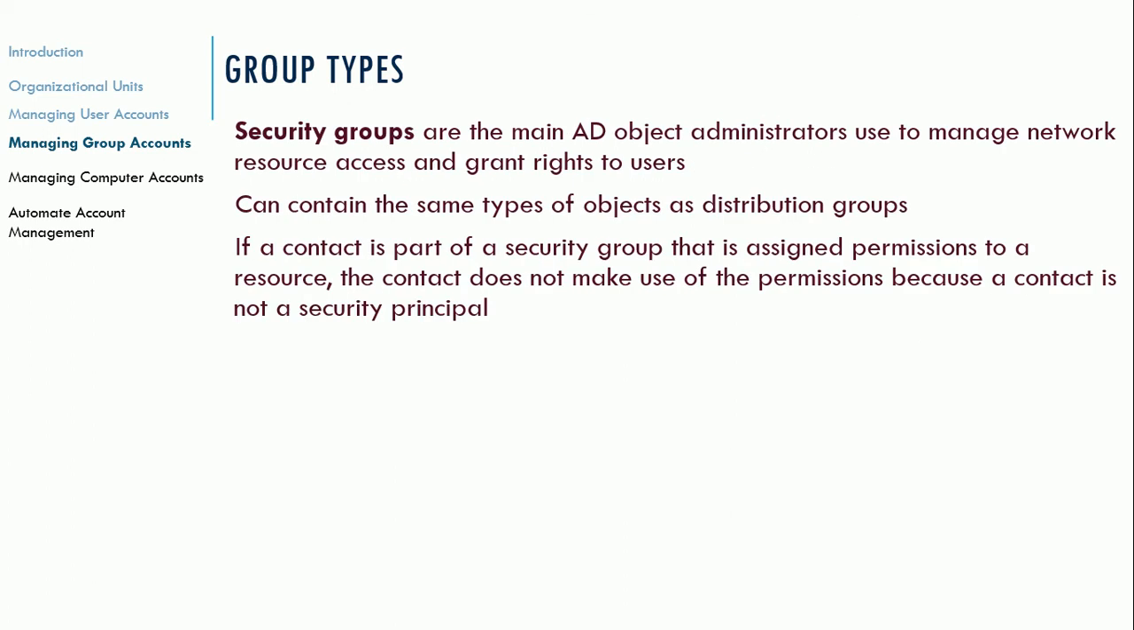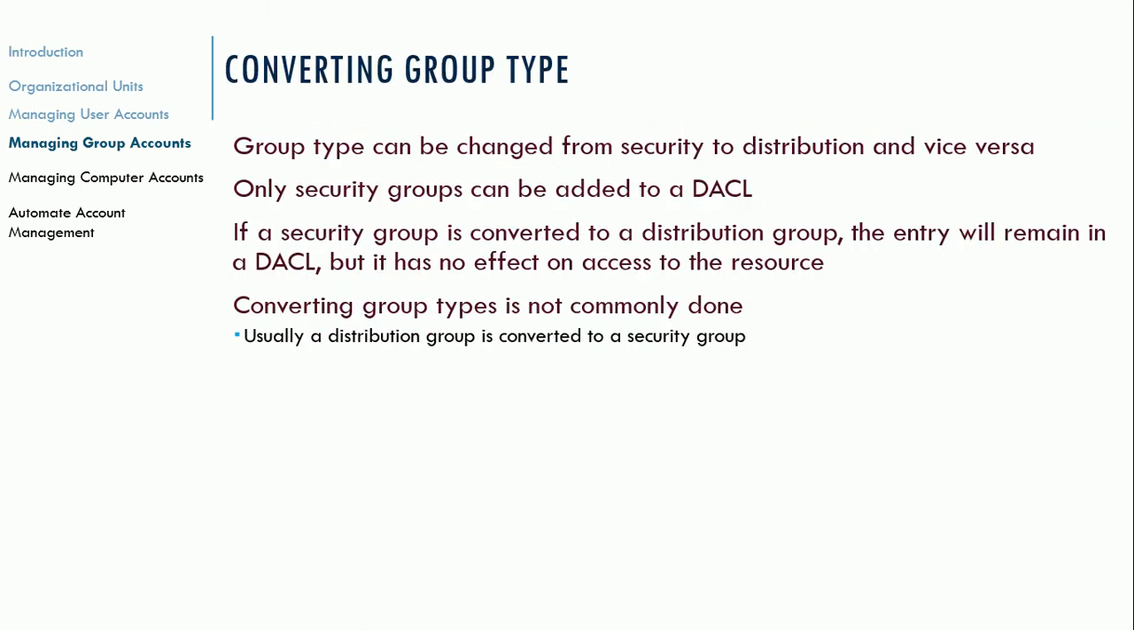So security groups are the way that Active Directory administrators manage network resources and access and grant rights to users. Typically, we don't do that at the user level. It's too granular at the user level. So typically, we do this at the group level. They can contain some types of objects, such as distribution groups, which I just talked about, or contacts and so forth. But mostly we use this for security, for creating permissions.